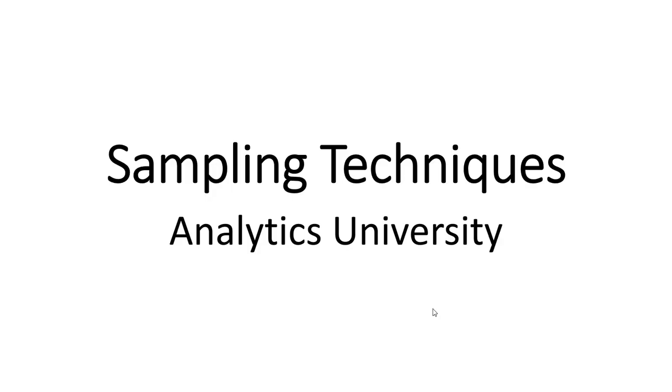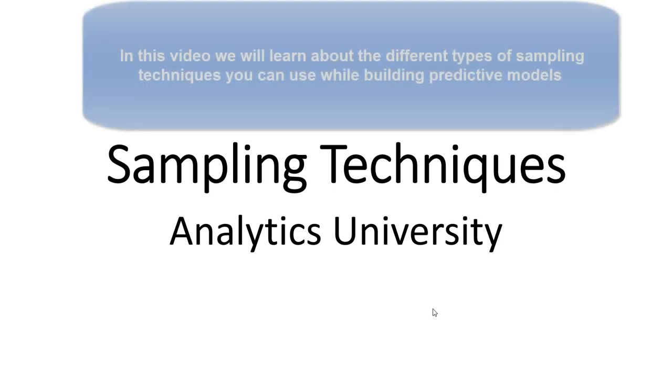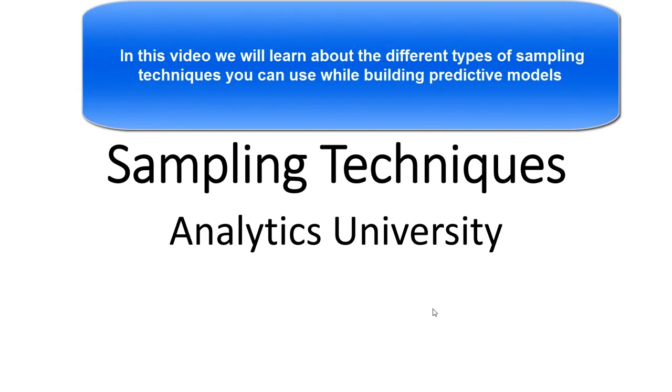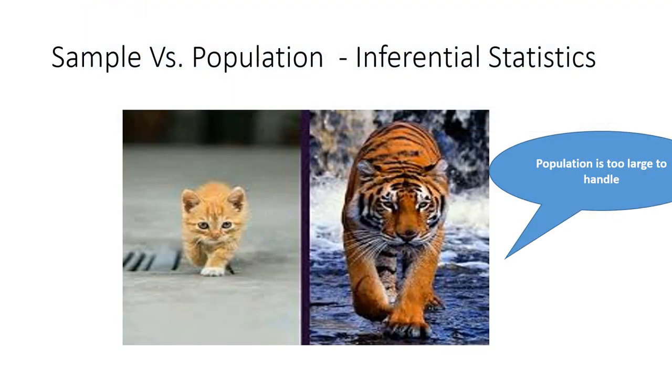In this video, I'm going to talk about the different types of sampling techniques that you can use in building predictive models. So why do we need sampling? Well, we all know that in inferential statistics, we deal with samples, not with population most of the times. So when it comes to making an inference or doing a prediction, we always go in for sample data instead of population data, because of a variety of reasons.